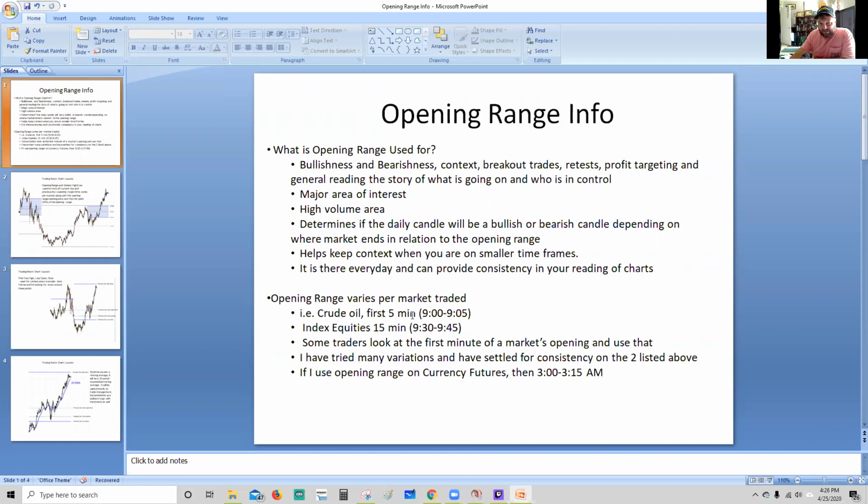Crude oil is the first 5 minutes, 9 to 9:05. Index equities, 9:30 to 9:45. I've looked at a lot of different variations of the opening range, and these are the ones that I've settled on and will use in the trading rooms.